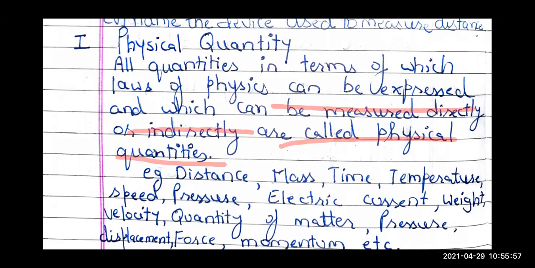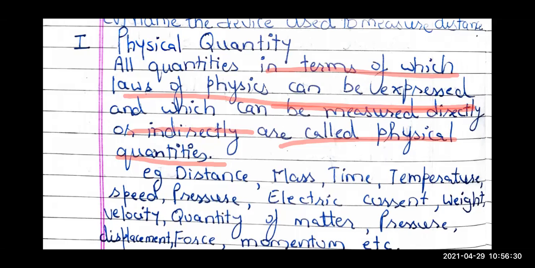And one more thing: all quantities in terms of which the laws of physics can be expressed. Newton's law, gravitational law, Coulomb's law, whatever laws are there, in all these laws these physical quantities are present. So all quantities in terms of which laws of physics can be expressed and which can be measured directly or indirectly are your physical quantities.